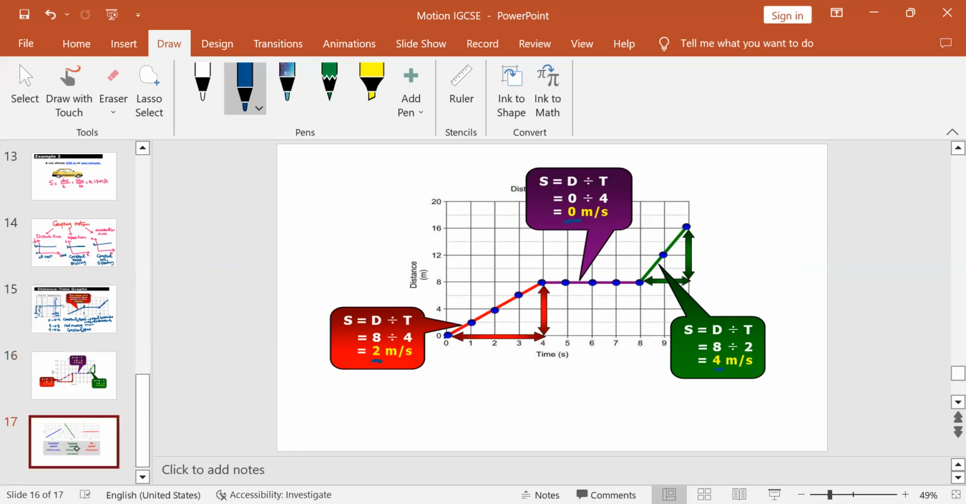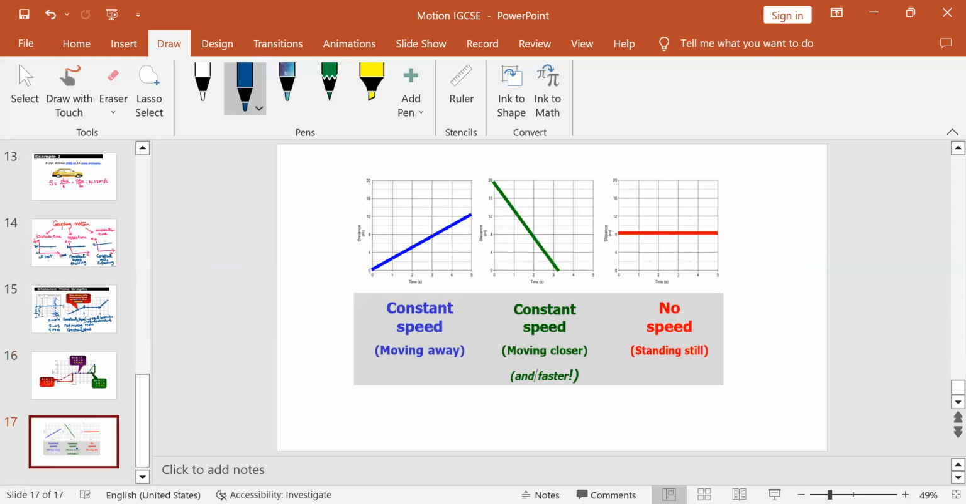Okay. So here, these three graphs. Here we have the body moving with constant speed because the graph is a straight line, and the body is moving away from the starting point, right? Yes. Here the body is moving with constant speed.